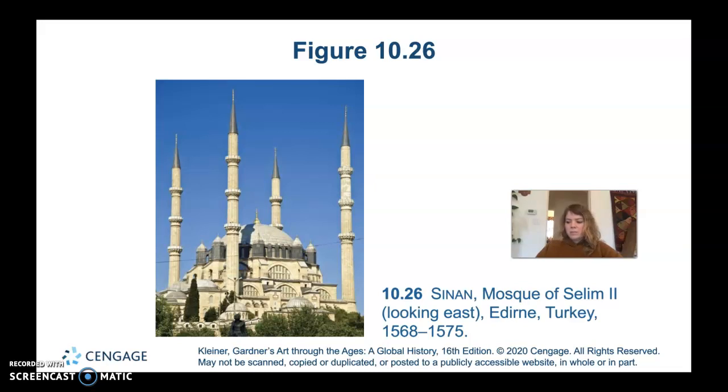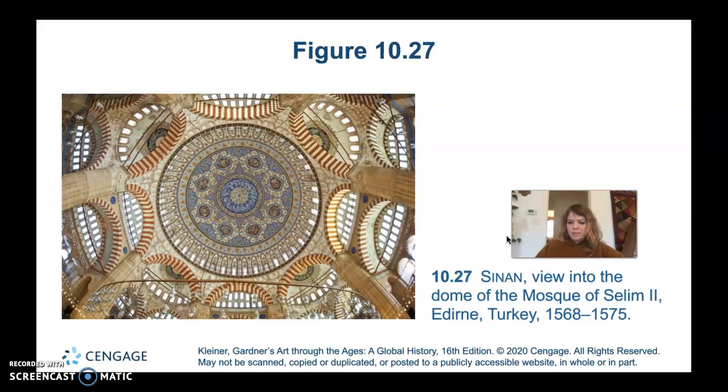And really the interior is where you can see the genius of the architect Sinan, though, not so much on the outside. But you can see there's a series of stacked squares, and then the dome on the top, lots of towers, and those 4 very tall minarets. So we'll talk about the interior a little bit.